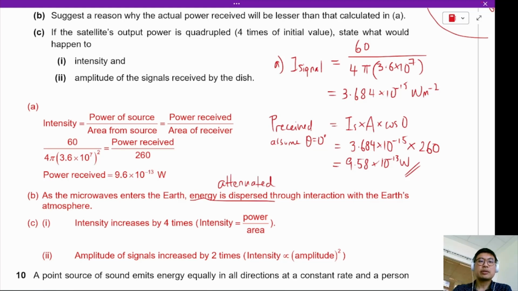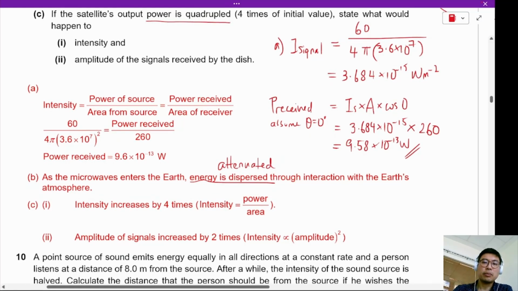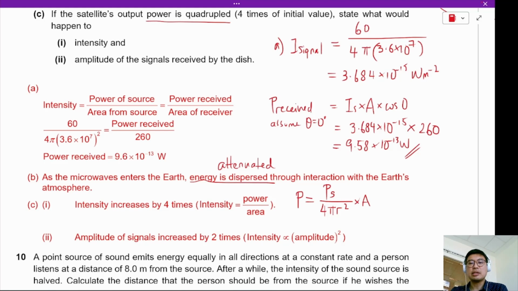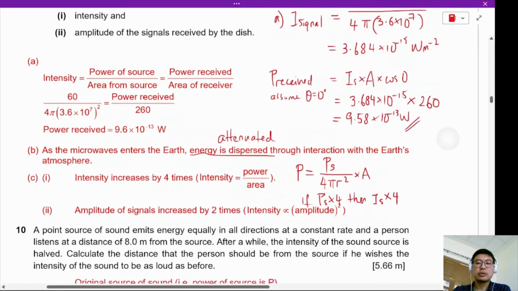If the output power of the satellite is quadrupled, what would happen to the intensity? Now let's work out the power received. The power received will be the power of the satellite divided by 4 pi r squared multiplied by the area of the receiver multiplied by cosine theta, which we assume will be perpendicular. So if the power of the source is times 4, then the intensity will also be times 4.